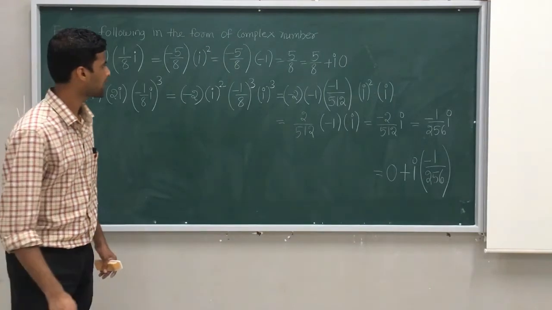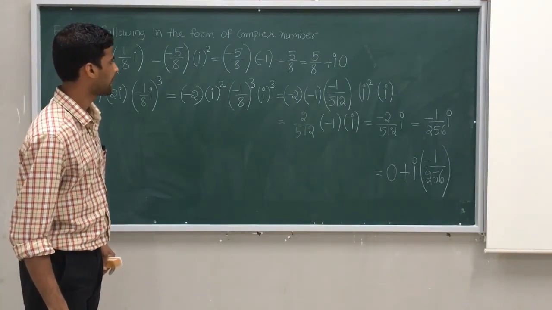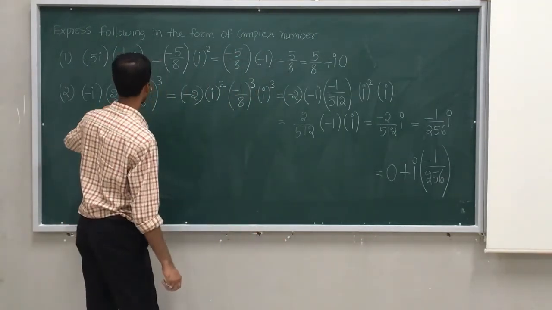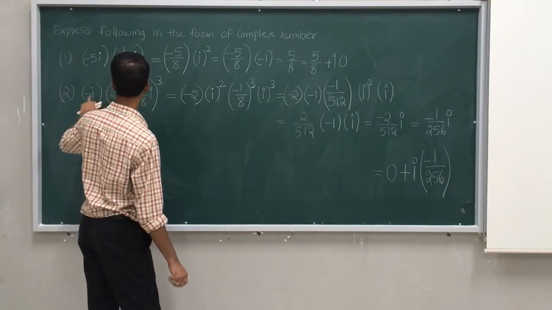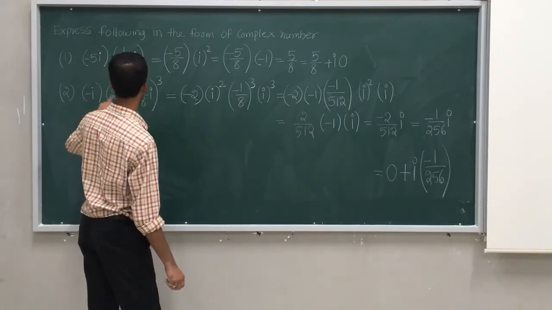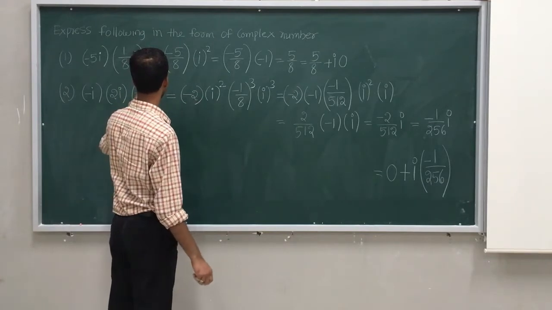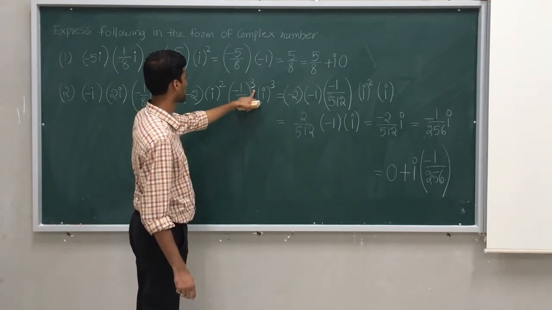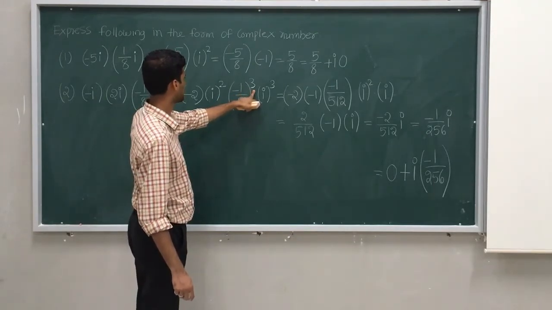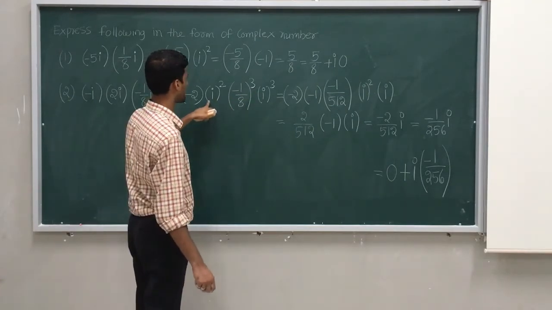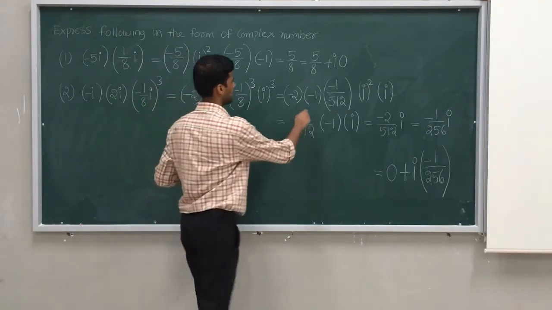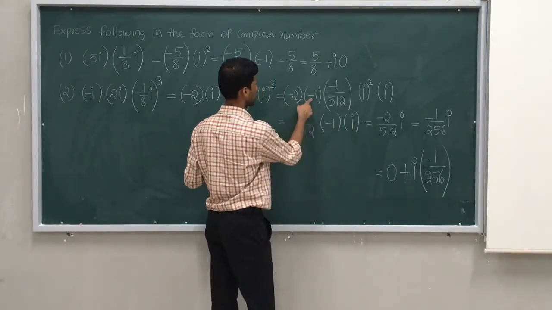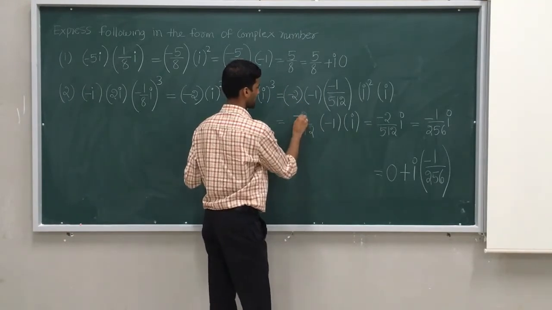Let me check once again. It is plus into 2, so minus 2 i into i square. It is minus 1 by 8 cube, which is minus 1 cube over 8 cube. Then it is i square into i, and i square is minus 1. So it becomes minus plus into minus. Sorry, minus it is, I am extremely sorry.